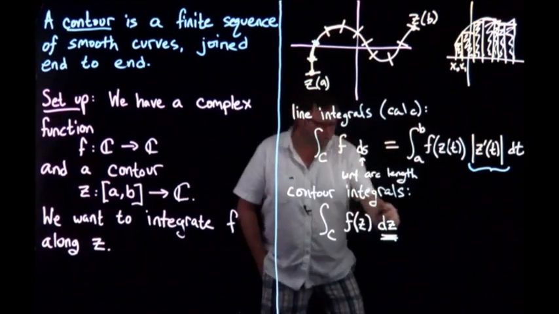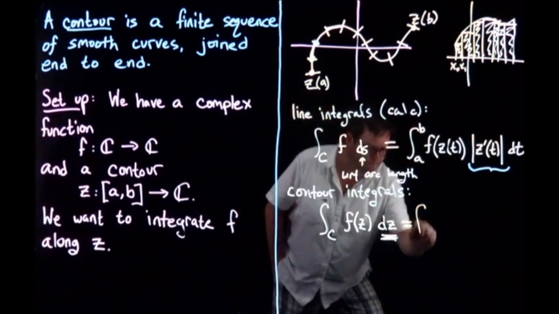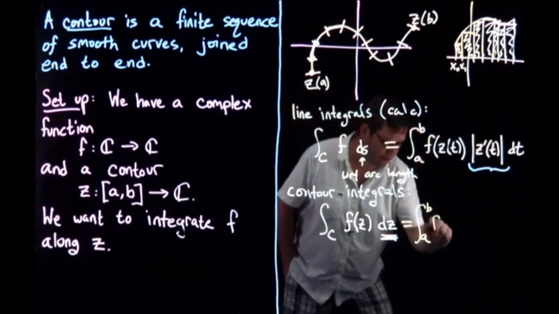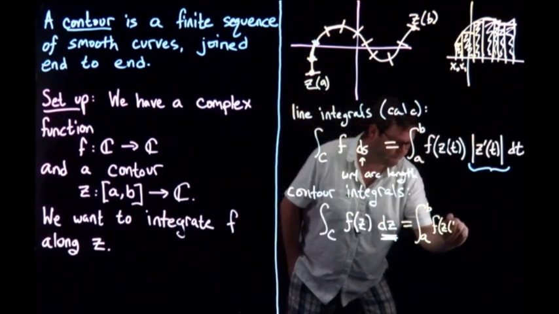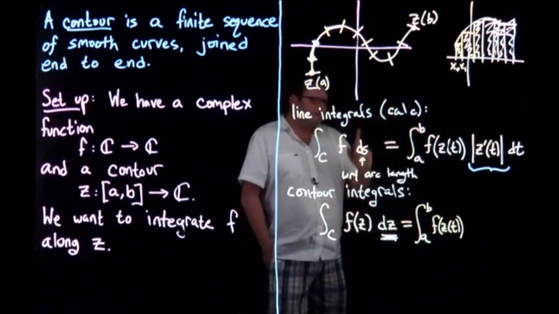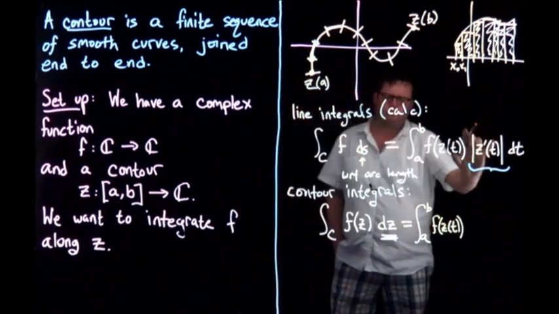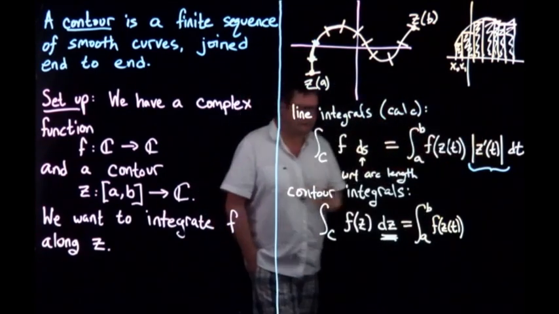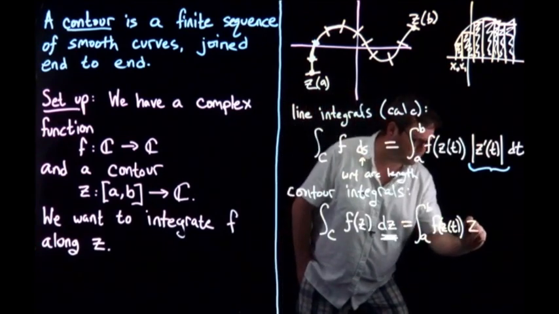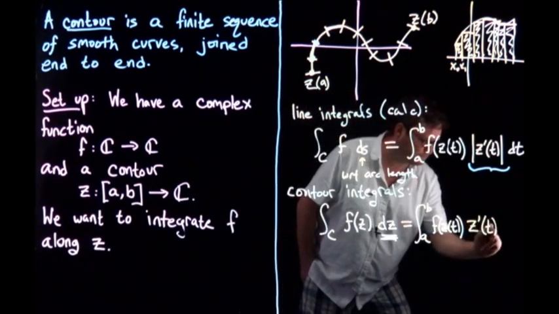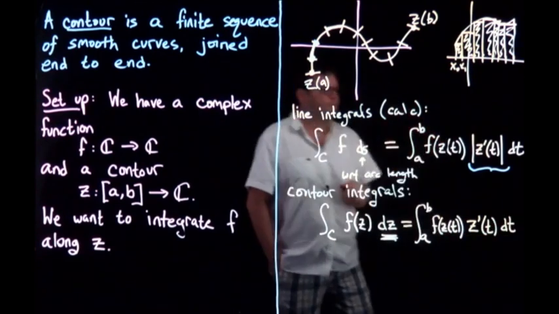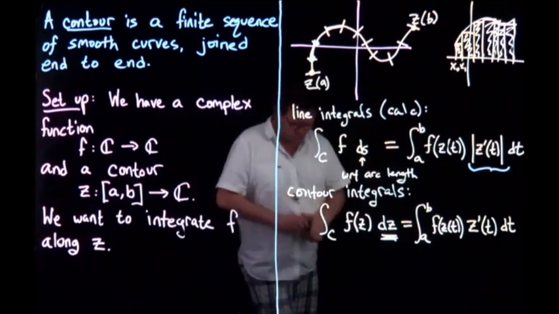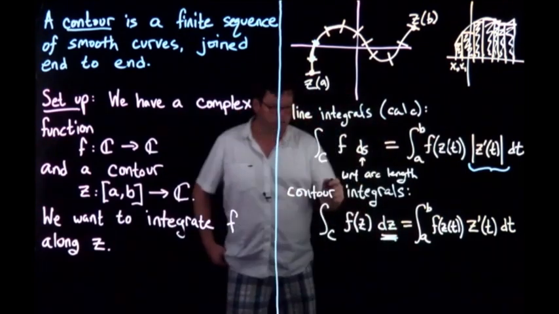What that works out to be, if you work through the Riemann sum, is we'll integrate from a to b of the function at the curve times, instead of the speed of the curve, just the derivative of the curve. That's how much z is changing. So this is our definition of the contour integral.